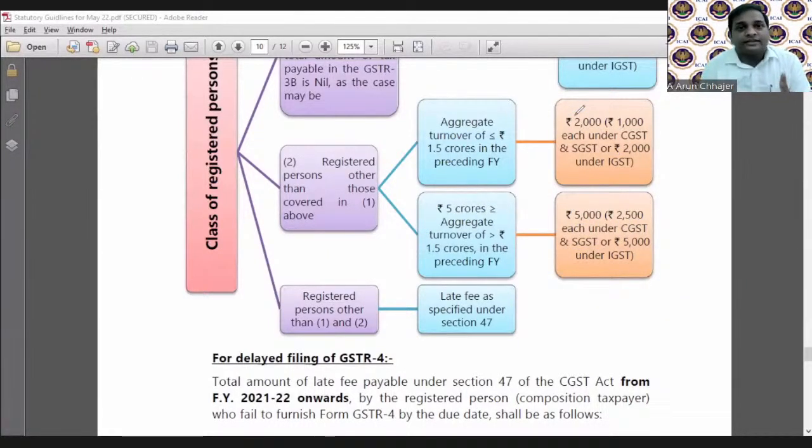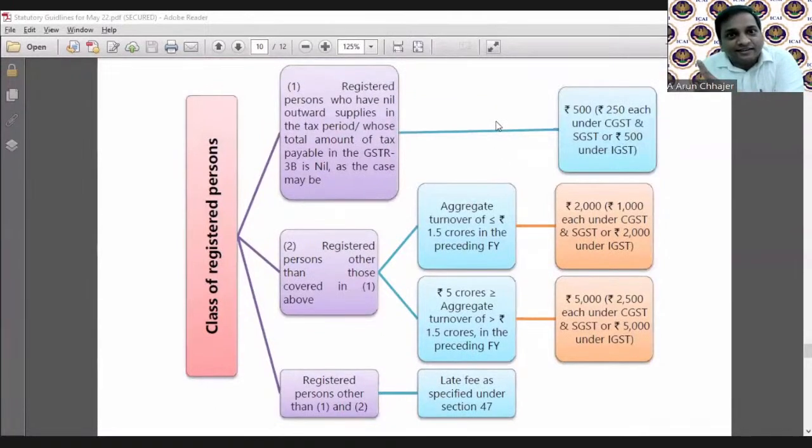Again repeating the first: if you have no tax liability, please note, do not write nil return. You write nil tax liability. See, nil return and nil tax liability have a difference. Nil tax liability means there is no sale. Nil return means no detail. Nil tax liability you have to write if there are no outward taxable supplies, and the maximum late fees would be 500.